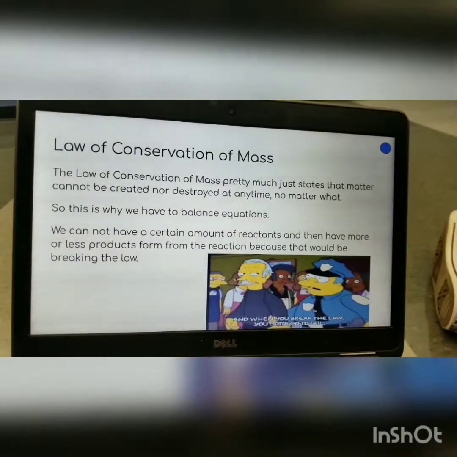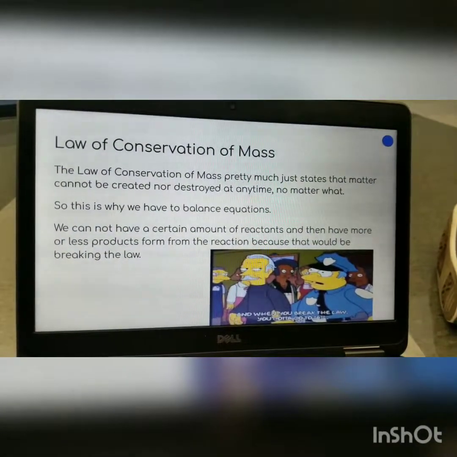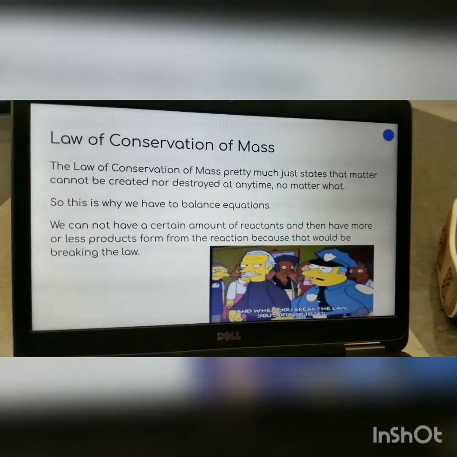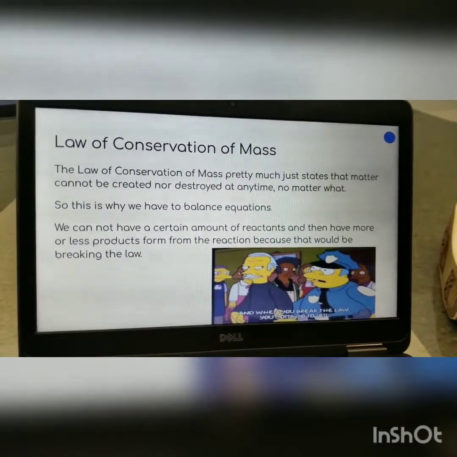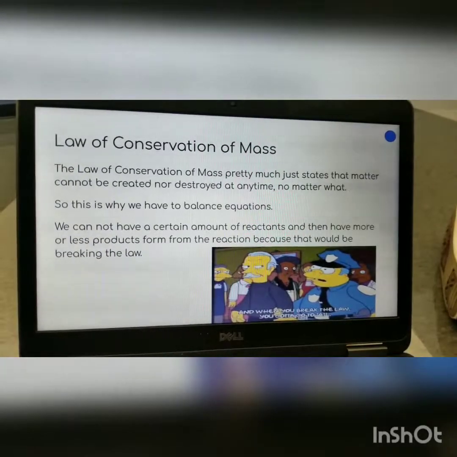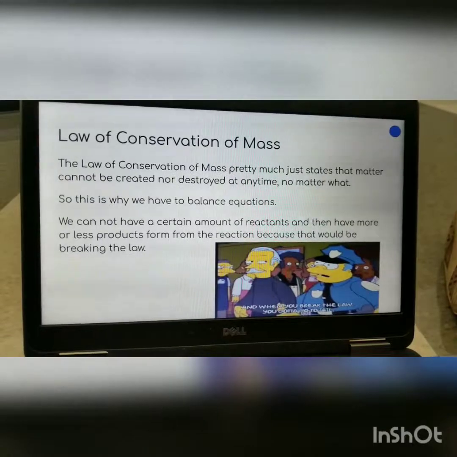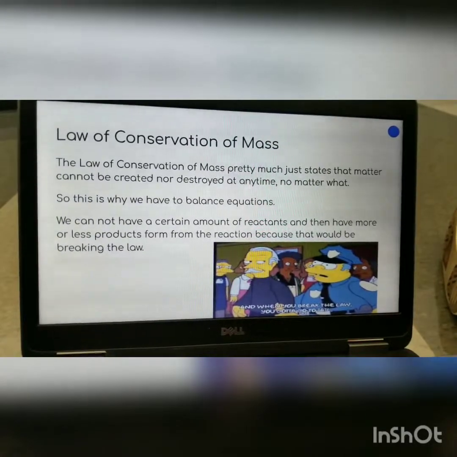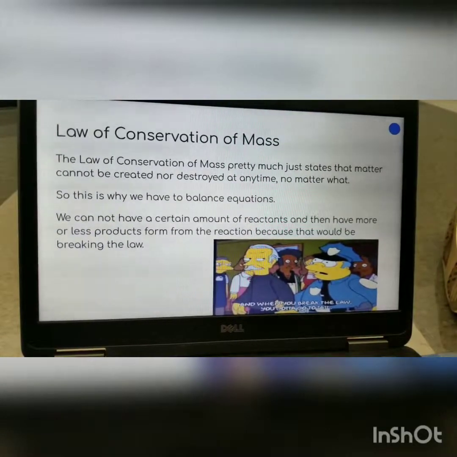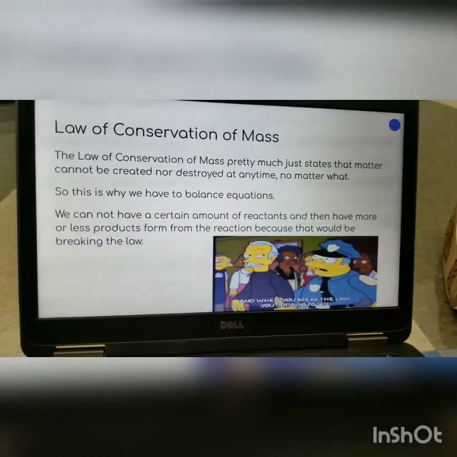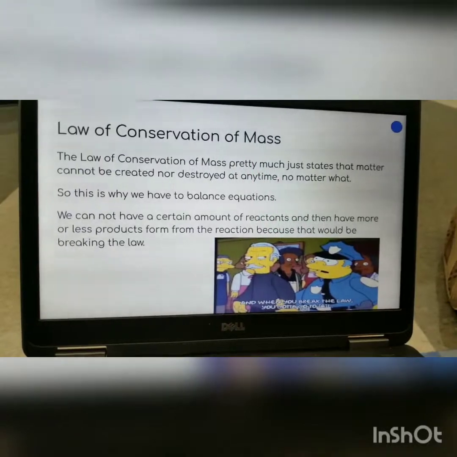The law of conservation of mass. The law of conservation of mass pretty much just states that matter cannot be created nor destroyed at any time, no matter what. So this is why we have to balance equations. We cannot have a certain amount of reactants and then have more or less products formed from the reaction, because that would be breaking the law. And as this police officer from The Simpsons says, when you break the law, you gotta go to jail.